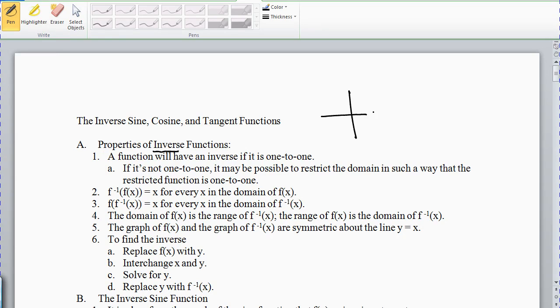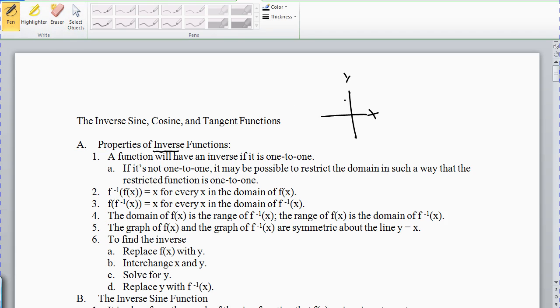So for example, if you have something like a parabola, that is not one-to-one because it doesn't pass the horizontal line test. Because as long as I draw a horizontal line through it someplace and it goes through it more than once, it does not pass the horizontal line test. Here's what you can do though.